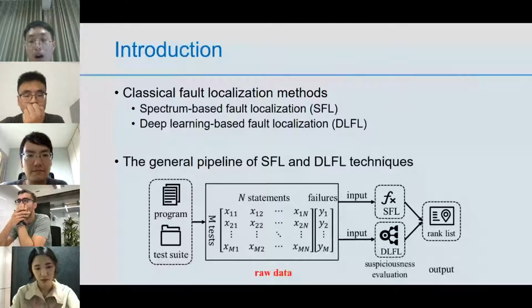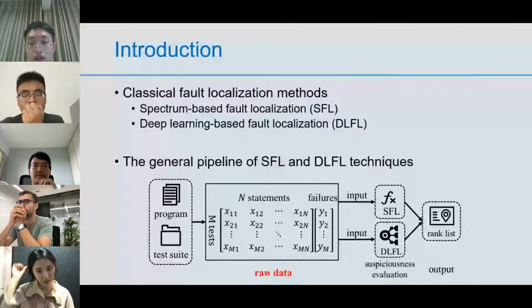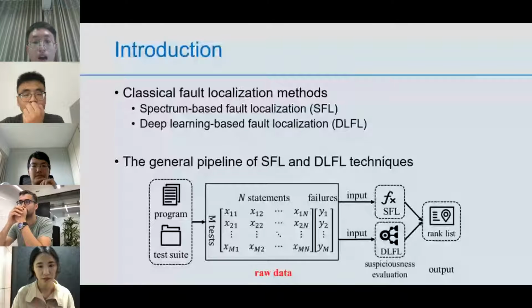The general pipeline of SFL and DLFL techniques is shown as follows. The raw data are collected from runtime information when the buggy program is executing the test cases in the test suite. Spectrum-based fault localization techniques use formulas and deep learning-based fault localization uses neural networks to evaluate the suspiciousness of each program entity.